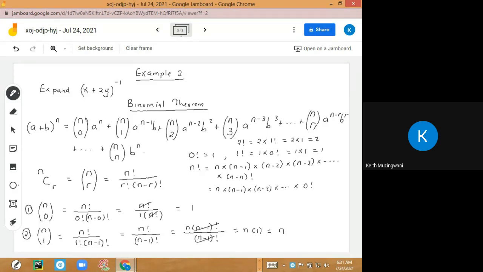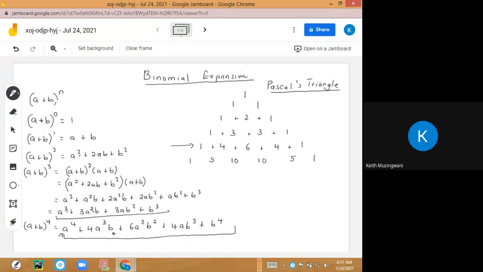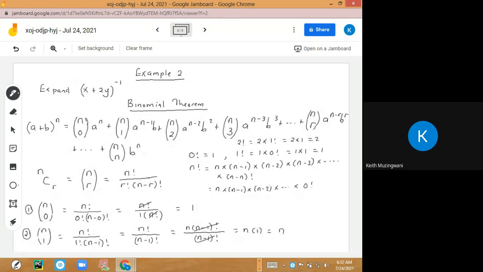And for sure, we have seen on the Pascal's triangle that when n is 4, the first coefficient will be 1 and the second will be 4. When n is 5, the first coefficient will be 1, the second will be 5, meaning that the first coefficient is 1, the second is n. When n was 3, the first coefficient was 1, the second was 3. So the theorem is bringing back all the coefficients of the Pascal's triangle.